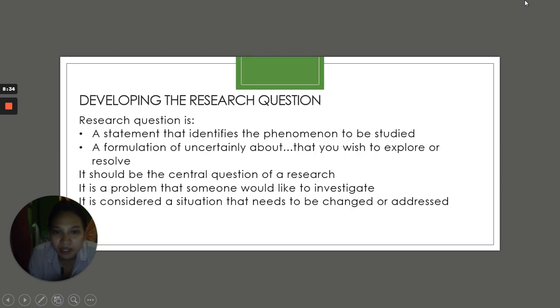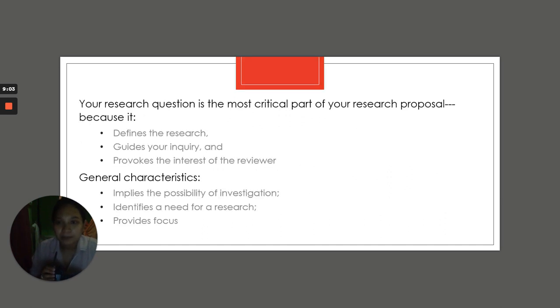So, developing a research question. A research question is a statement that identifies the phenomenon to be studied. It is the formulation of uncertainty that you wish to explore or resolve. It should be the central question of the research. It is a problem that someone would like to investigate. It is considered a situation that needs to be changed or addressed.